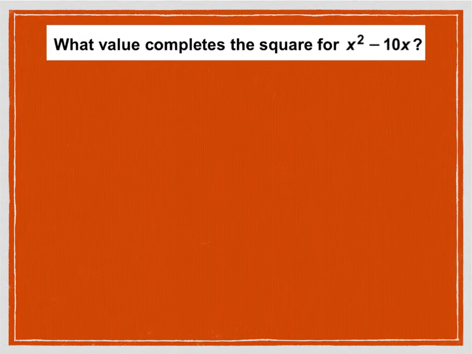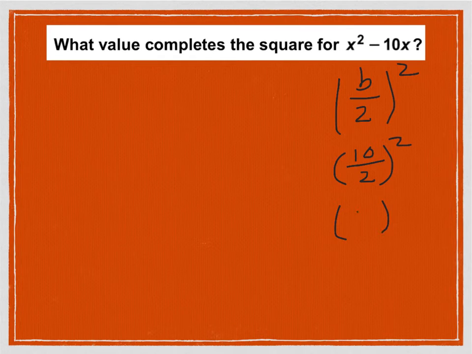So what value completes the square for x squared minus 10x? So we need a b over 2 squared. So what's our b? Negative 10 over 2 squared. So what's 10 over 2? 5.